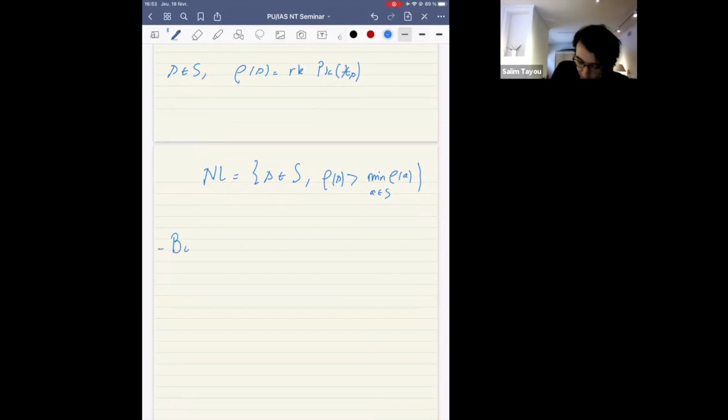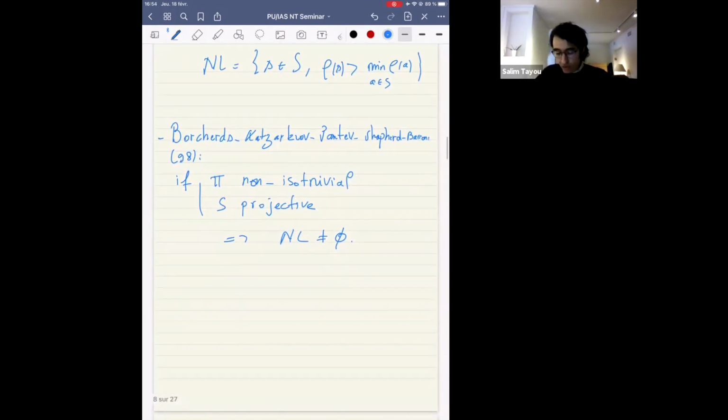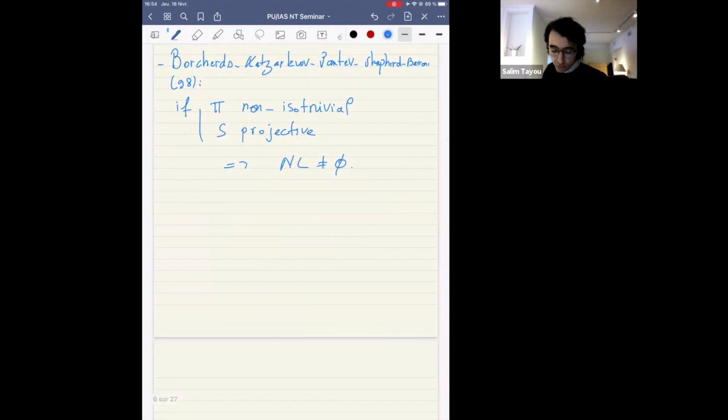So the first result known in this direction is by Borcherds, Katzarkov, Pantev, and Shepherd-Barron in 98, which says the following thing: if the family is non-isotrivial, so this is a necessary condition, otherwise this locus is just empty, and S projective, then this Noether-Lefschetz locus is non-empty. The proof relies on the construction by Borcherds of an automorphic form on the moduli of K3s and showing that this Noether-Lefschetz locus is ample inside the moduli of K3s. I will say a few more words on this later.